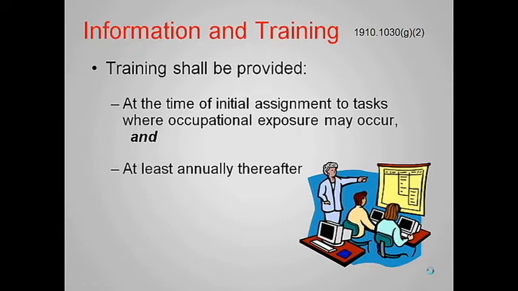The Bloodborne Pathogen Standard states pretty simply that training shall be provided at the time of initial assignment to tasks where occupational exposures may occur, and at least annually thereafter, which is why we do what we do. With the orientation training, we provide the training for bloodborne pathogens. We allow the start of the vaccination series, and at that point, the annual training from distance learning or other needed processes.